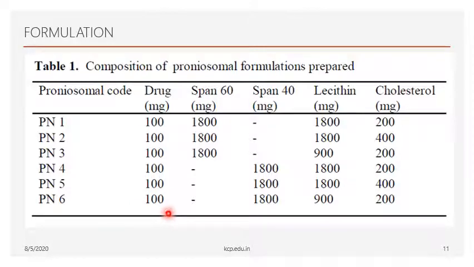For all the formulations, the drug quantity is 100 milligram. Next is Span 60, a non-ionic surfactant. For the first 3 formulations, they used 1800 milligram, and for the next 3 they used Span 40 as the non-ionic surfactant, also 1800 milligram. Lecithin they used 1800 milligram for 4 formulations, and for the other 2, PN3 and PN6, they used 900 milligram.